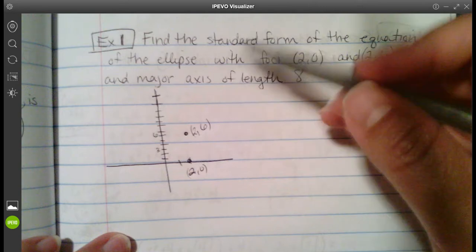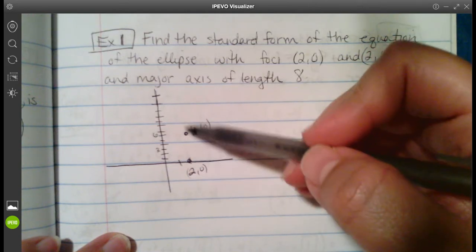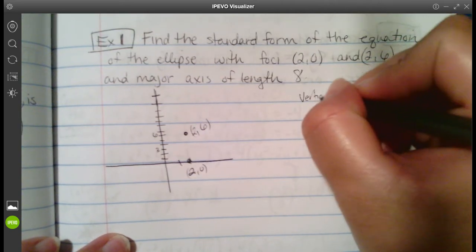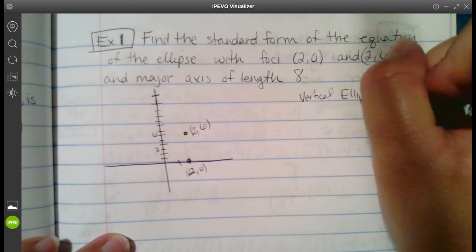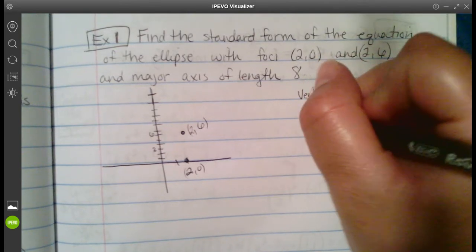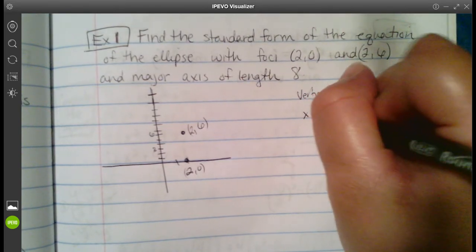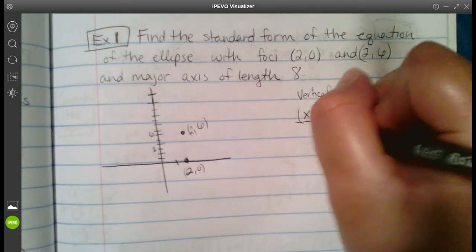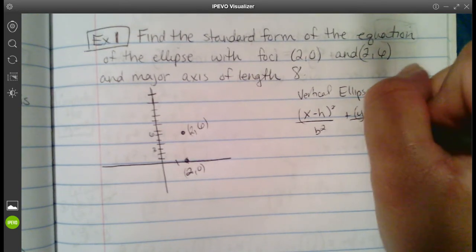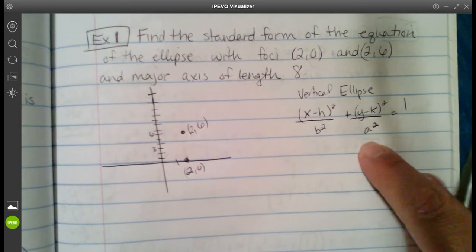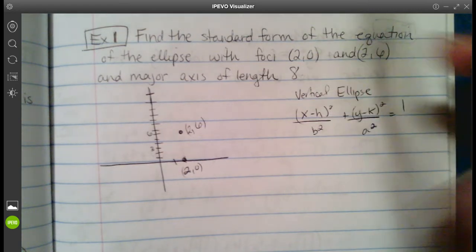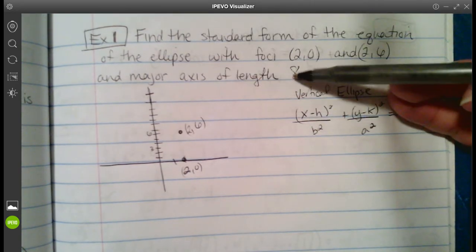So I know that since the foci are here, it's probably going to be a vertical ellipse. I'm going to go ahead and write down the formula that goes with that because I'm going to need it at some point. The vertical one is x minus h squared over b squared plus y minus k squared over a squared is equal to 1. Again, a is the major axis and it's with the y because we're going vertically, so that one should be the bigger axis. Okay, moving on. The major axis is a length of 8.